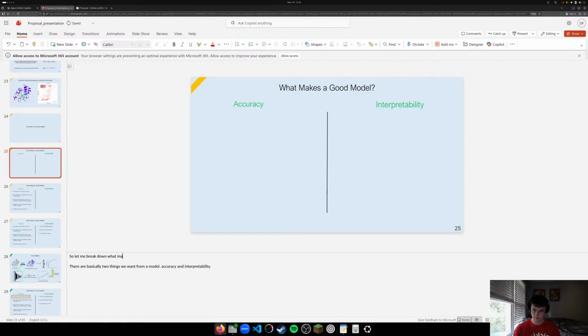So let me break down what makes a good model. There are basically two things we want from a model: accuracy and interpretability.